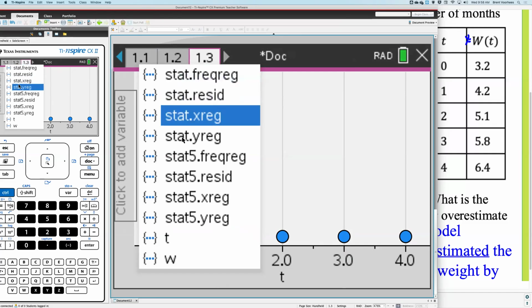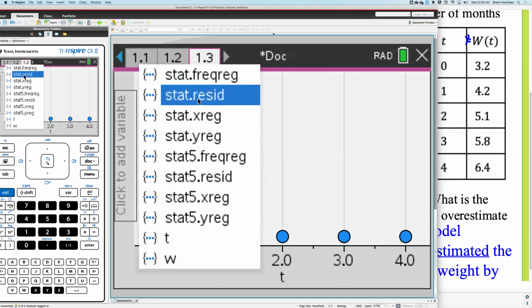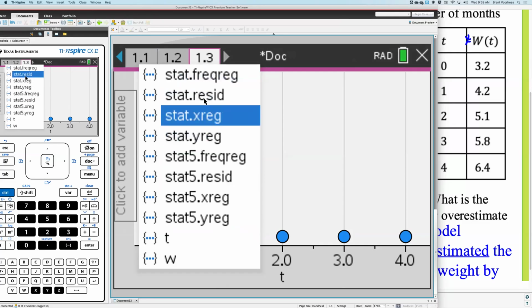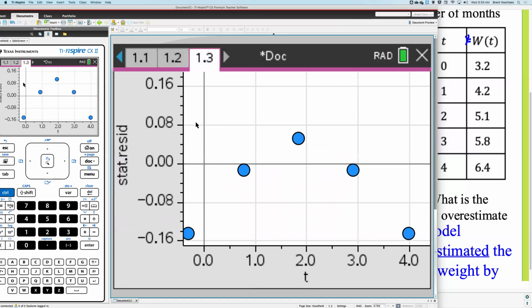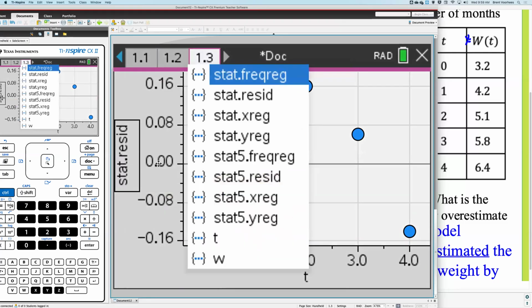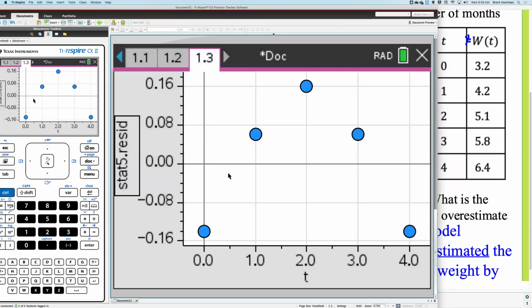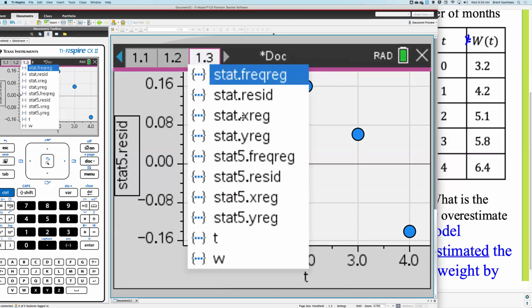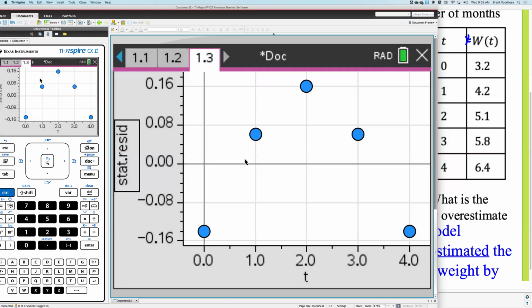Do you see residuals? There's twice. I don't know if there's any difference. I'm going to try it real quick. I'm going to do the first one, and then I'm going to click the second one. Let's see if there's any difference. No, there's no difference. So just check the one that says dot resid.